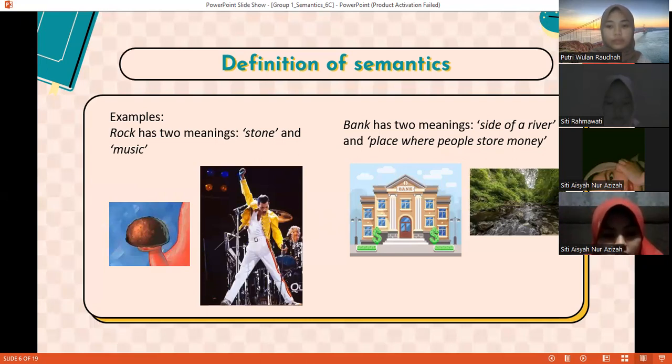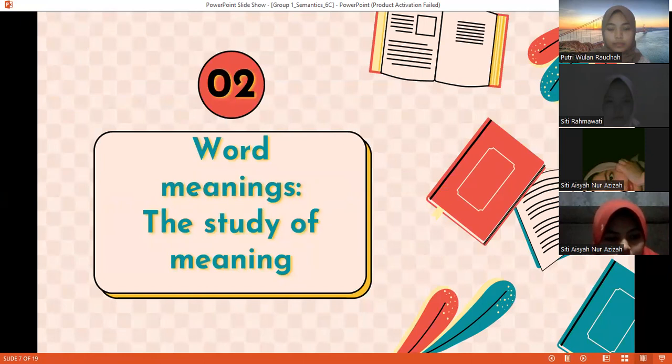Okay, let's see another example. Bank. Bank has two meanings. First, a bank is a place where people store money, and a bank can be the side of the river too. Okay, Putri, you can next slide.